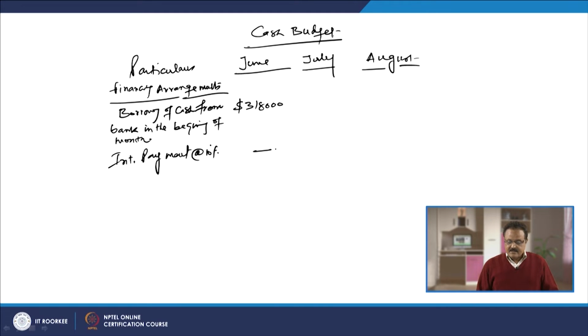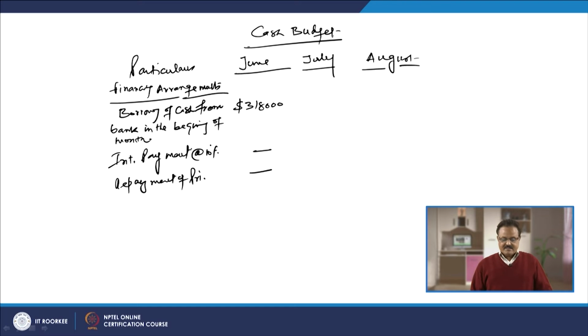Then you can call it the repayment of interest, and then the repayment of principal. Repayment of principal is also not going to be here, because we are borrowing in the beginning of June. So in this case we are only borrowing: borrowing of cash from bank in the beginning of the month, 318,000. Interest payment will come only if we return any loan. In case of surplus funds available, we will calculate the interest, and then we will return the principal also.